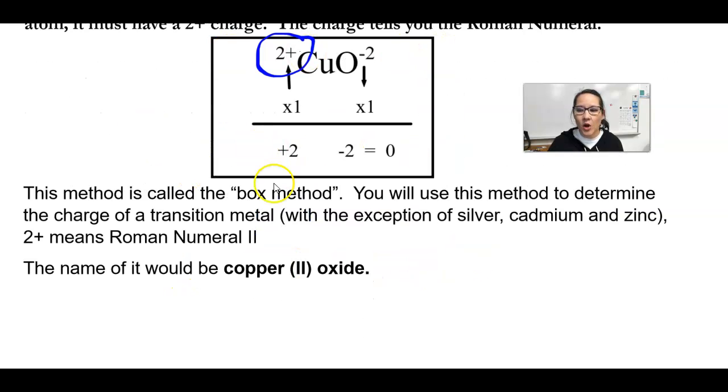This method is called the box method. You'll use this method to determine the charge of a transition metal, with the exception of silver, cadmium, and zinc, which only have one charge each: +1 for silver, +2 for cadmium, +2 for zinc. So if we have a +2 charge on the copper, it means we're going to write a Roman numeral 2. So the name is going to be copper, Roman numeral 2, and then oxide.